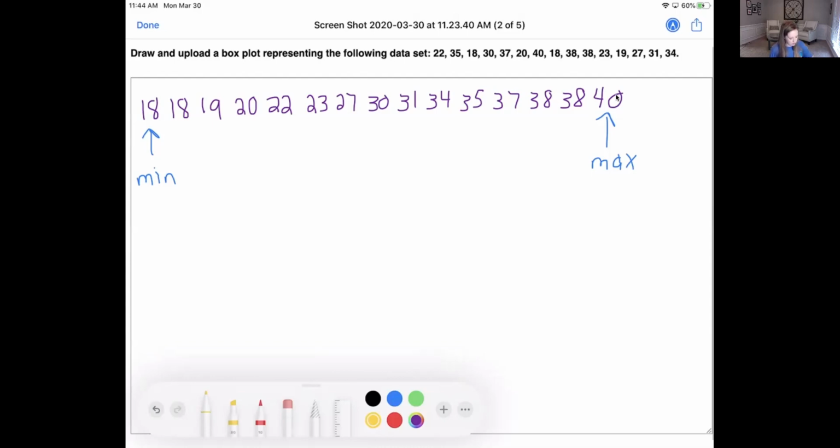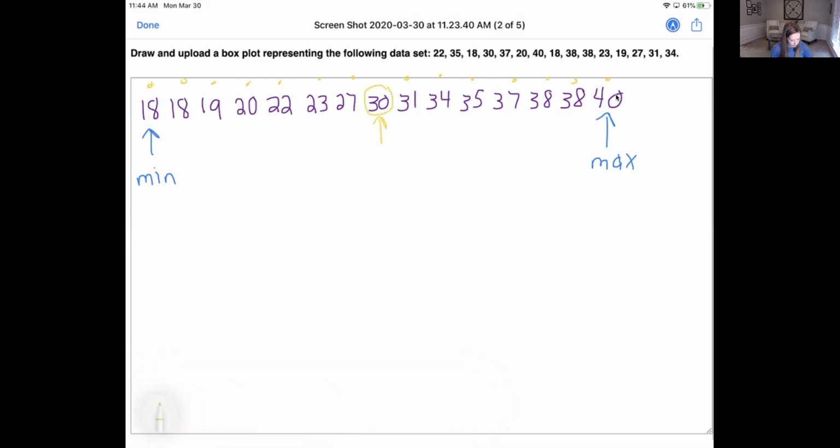The easiest way is to start looking at your numbers. There's 1, 1, 2, 2, 3, 3, 4, 4, 5, 5, 6, 6, 7, 7. So that leaves 30 in the middle. So 30 is our median. That's going to be the vertical line in the very center of our graph.